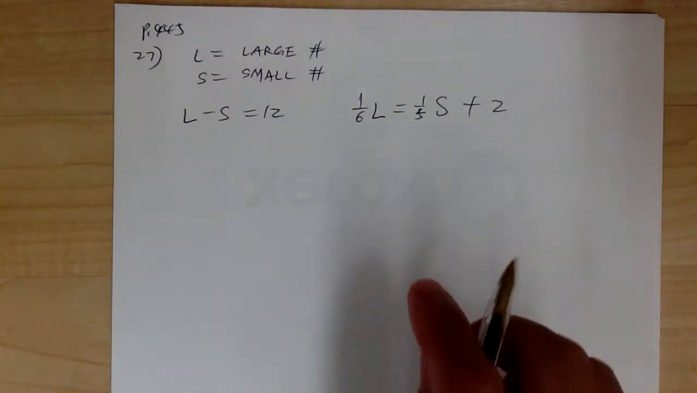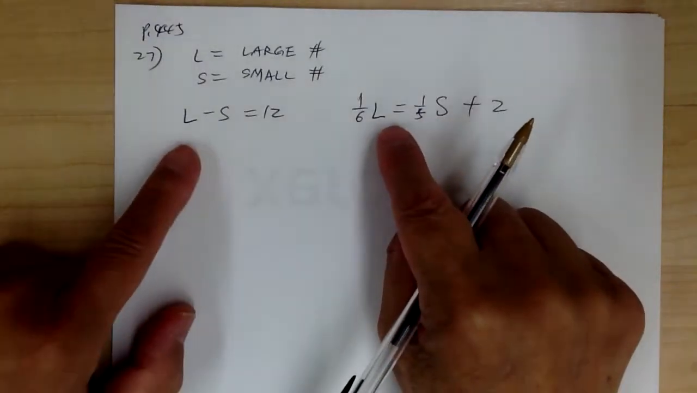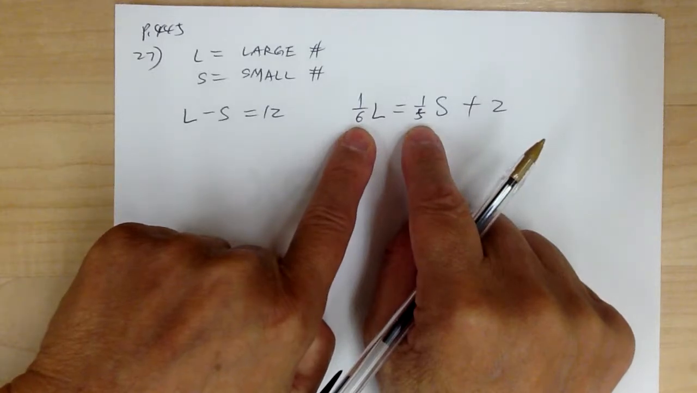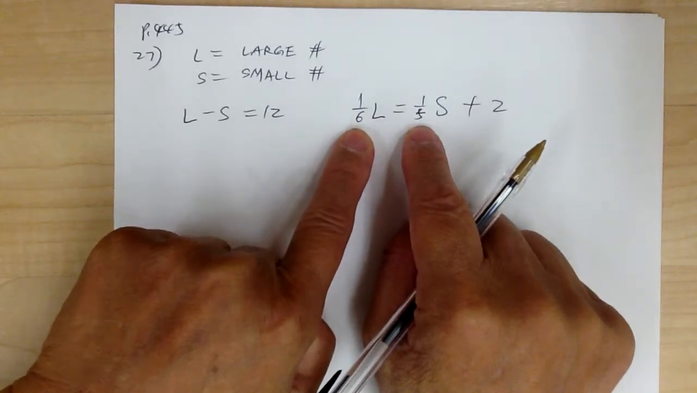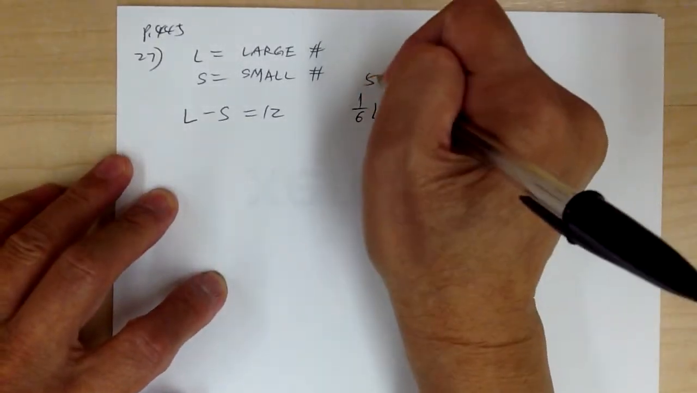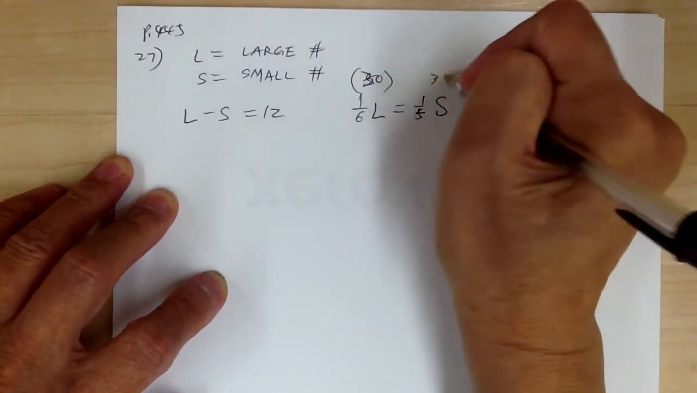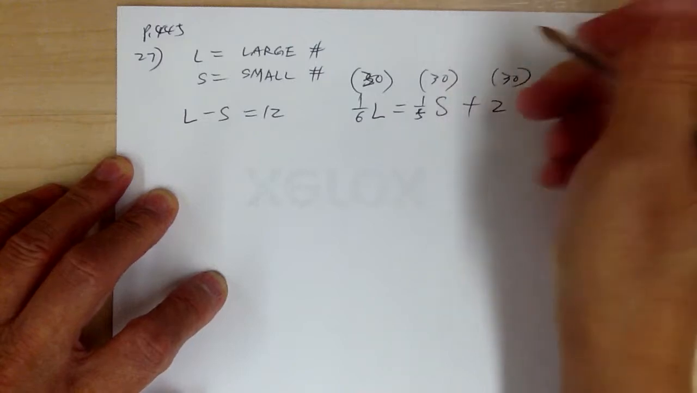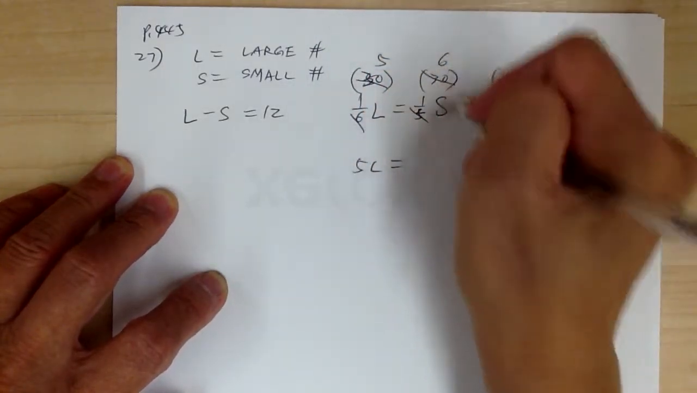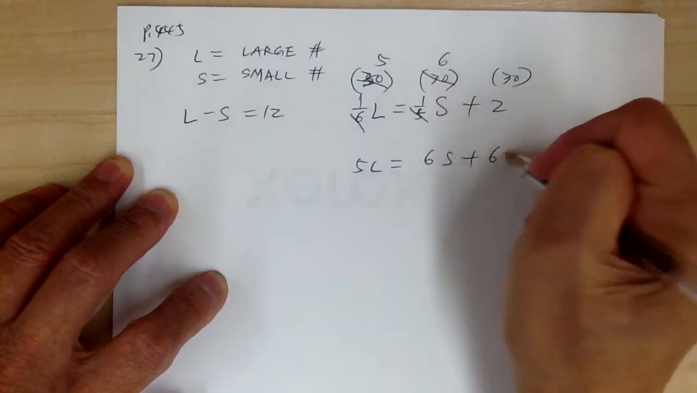So what you want to do is get rid of the fraction first. So let's multiply everything by the common denominator. I'm going to multiply everything by 30, right? 5 and 6 is 30. So multiply by 30, multiply by 30, multiply by 30. So when I cancel, I get 5L equal, cancel, so I get 6S plus 60.